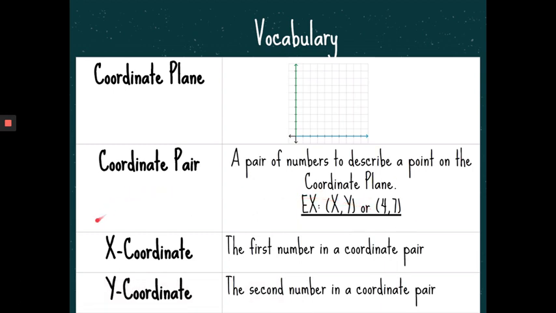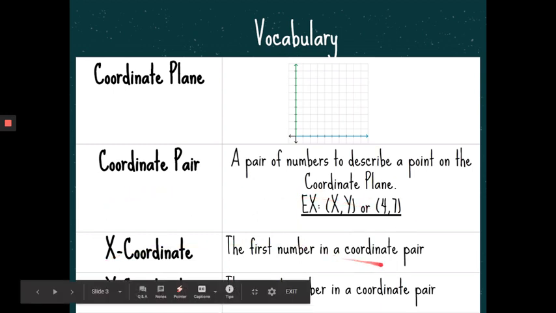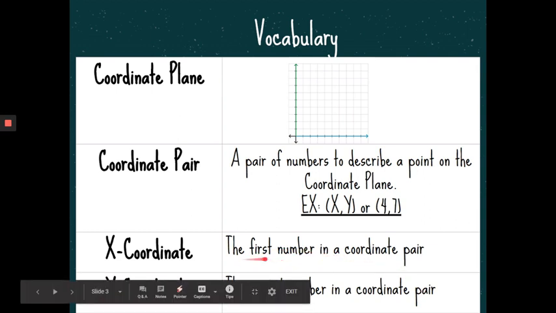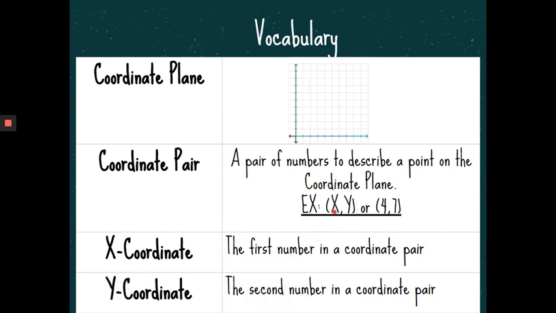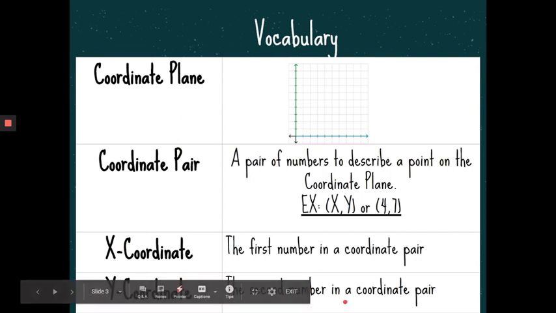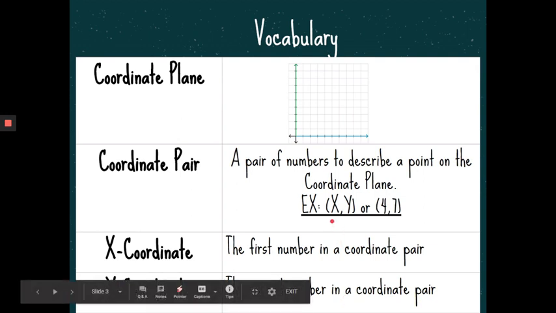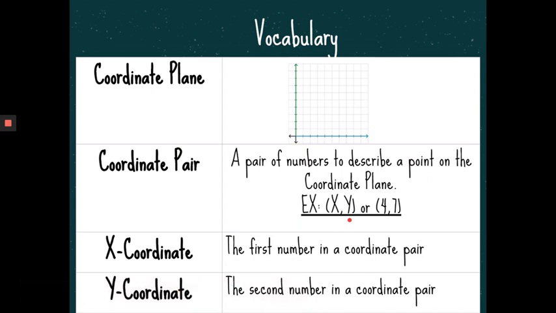Our X coordinate is the first number in a coordinate pair. It's always going to be the first number in a coordinate pair. Our Y coordinate is always going to be the second number in a coordinate pair. So X is always first and Y is always second, just like in the alphabet, it goes X, Y, Z. X comes first, then Y. Just a little reminder.